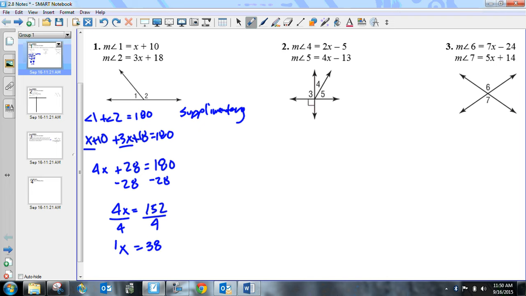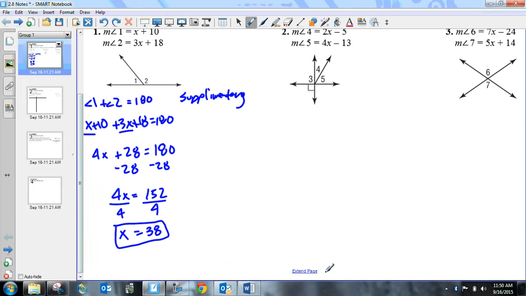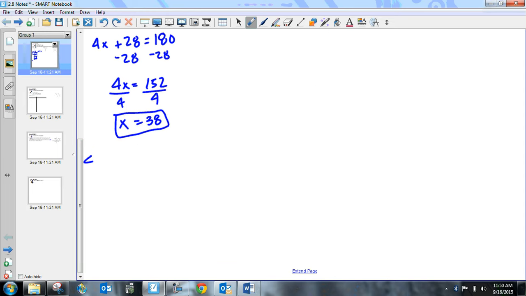Now, what they want me to find is the measure of angle 1 and the measure of angle 2. Angle 1 is x plus 10. So angle 1 is equal to x plus 10. Let's substitute 38 in for x, and so I get 38 plus 10, and so I get that angle 1 is equal to 48 degrees.